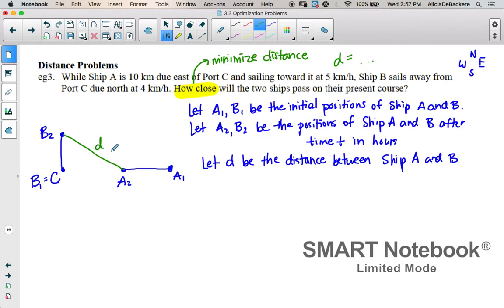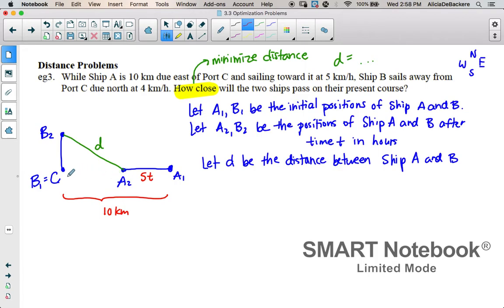So I need a way to measure this line here. And what I know in this question is originally this distance here is 10 kilometers. And if I wanted to find this distance here, ship A is moving at a rate of 5 kilometers per hour. So if I wanted to find the distance, I could just do 5 times however many hours have passed, right? Remember, t is the number of hours. So if 2 hours have passed, then I would do 5 times 2 to tell me how far they've gone.